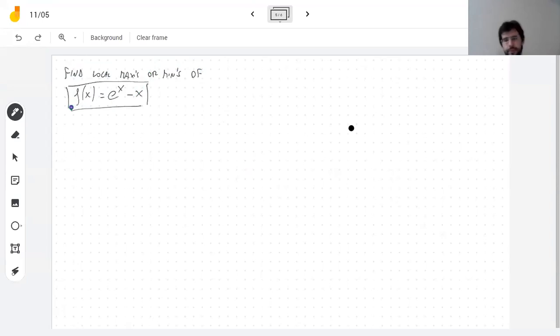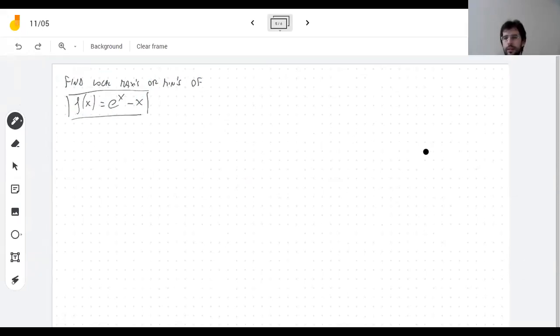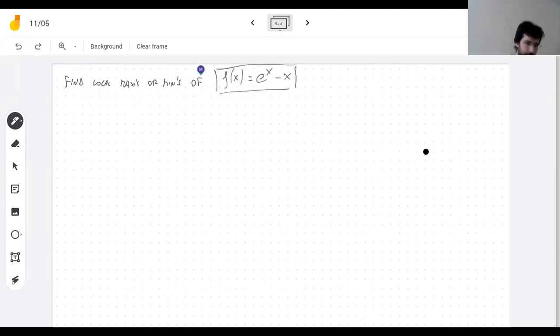So this example, we're going to use the derivative. So first thing to do, this kind of can always go the same way. Find all the critical points. The maxes and mins are among these, so we need to solve the equation derivative equals zero.